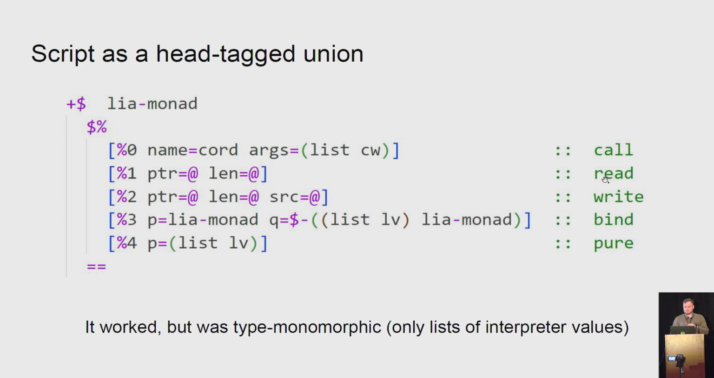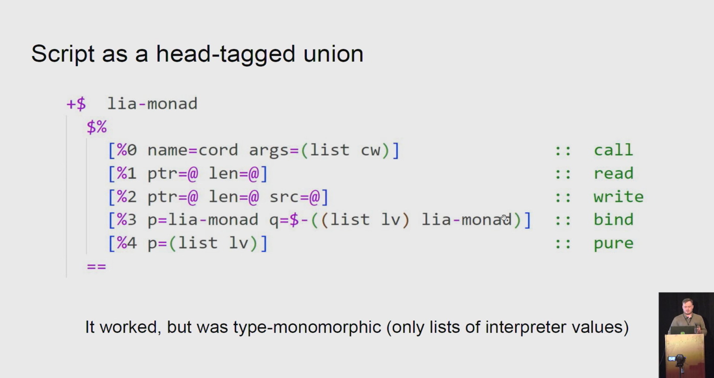Or we perform a read from the WebAssembly memory, or maybe we write something into the WebAssembly memory. Just 3 simple operations. And the last 2 are what makes this monad actually a monad, so a bind and pure.